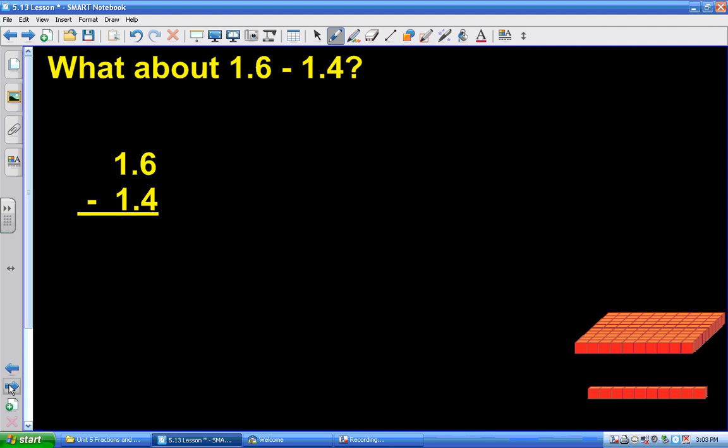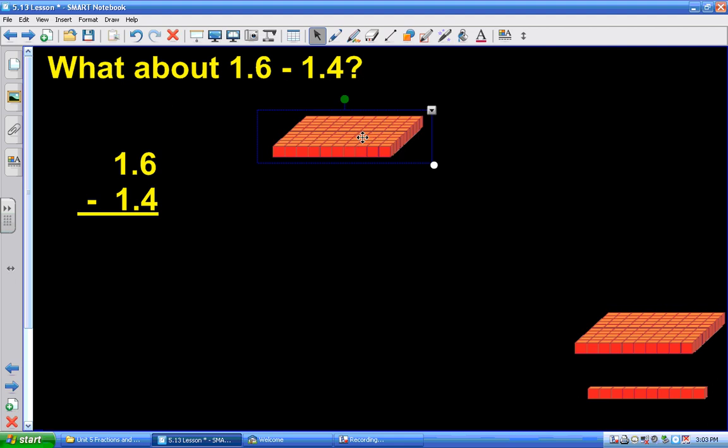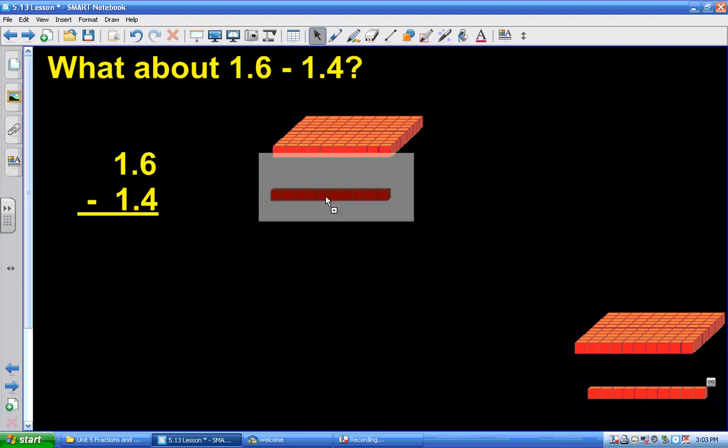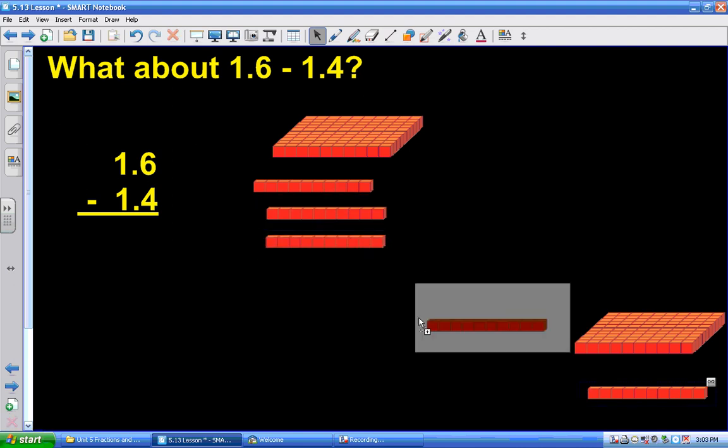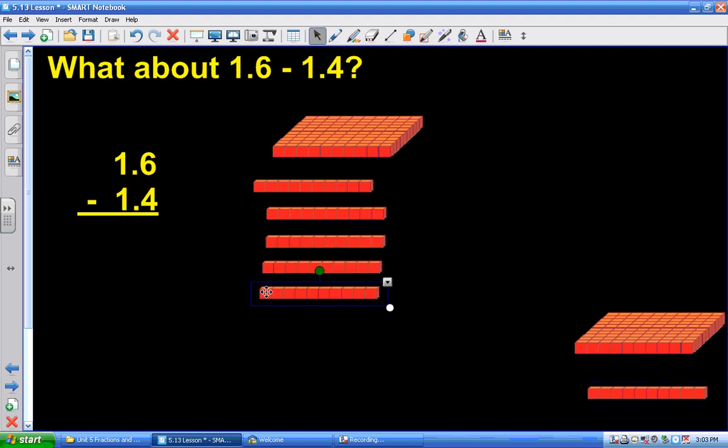All right, 1.6 take away 1.4. This one's a little bit easier. How about you, Haley? How do I do this one? You need one of those flat things. I need one of those flat things. You need 6 of those smaller. 6 rods, okay, so it's 1.1, 1.2, 1.3, 1.4, 1.5, 1.6. Okay, so now what's next, David? You take away that flat thing.